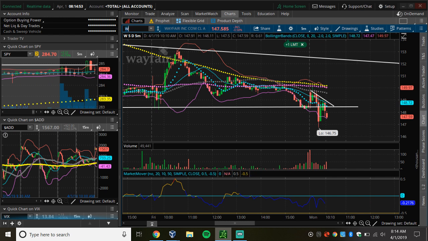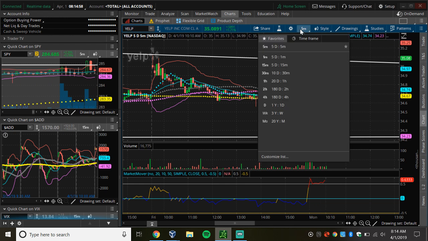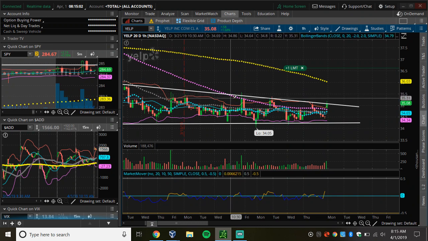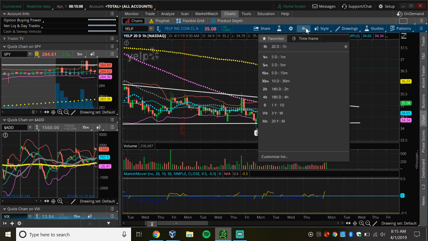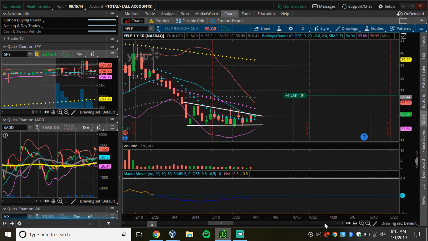Let's just check out our Yelp alert real quick. Has Yelp broken out? It looks like Yelp is almost breaking out of our pattern. So this Yelp alert looks like it's breaking to the other side. We'll see if it can hold. And Wayfair, we'll go back to you.